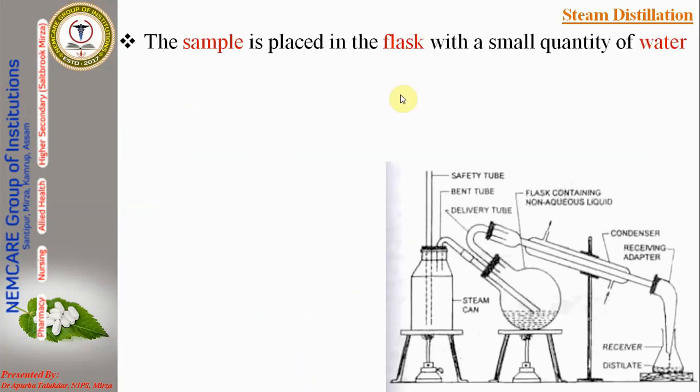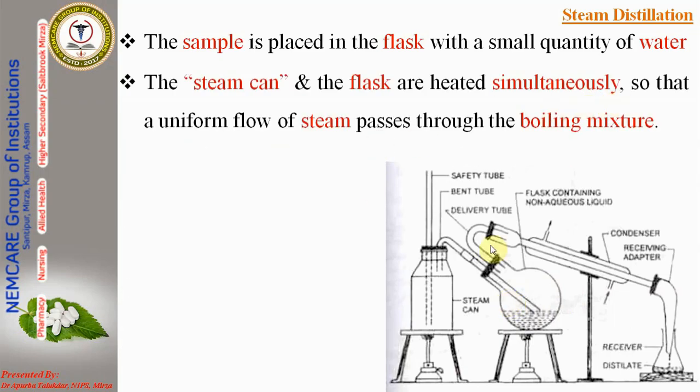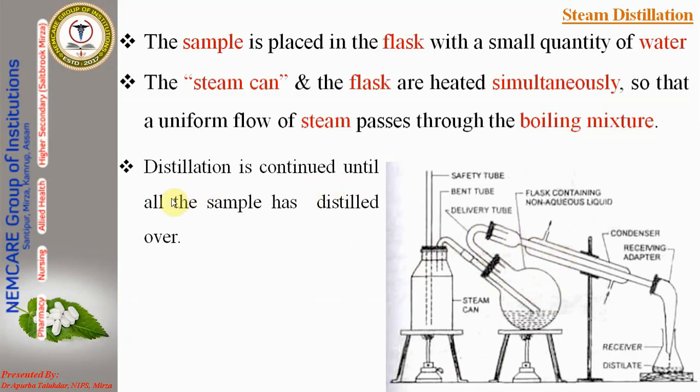The sample is placed in the flask with a small quantity of water. Then the steam can and the flask are heated simultaneously so that a uniform flow of steam passes through the boiling mixture. Steam is generated here and passes to the liquid sample, and at the same time the liquid in the flask also boils, and that steam also passes through the boiling mixture. Distillation is continued until all the sample has distilled over.